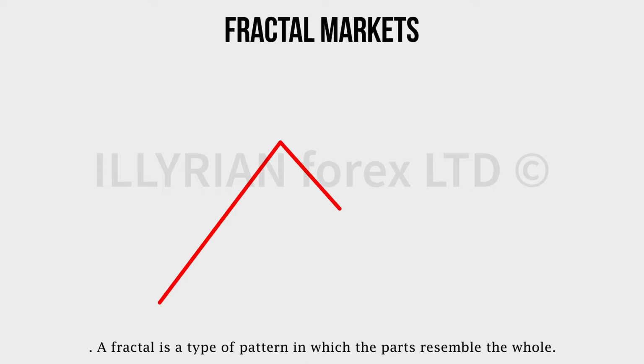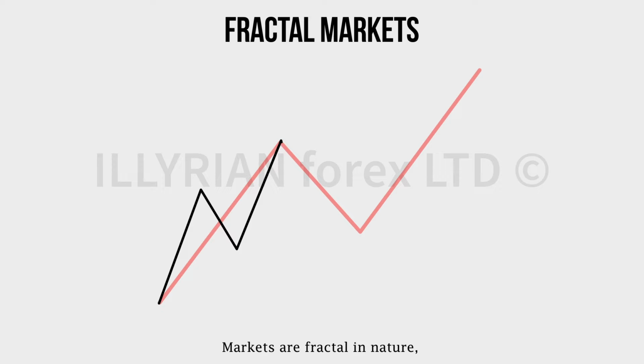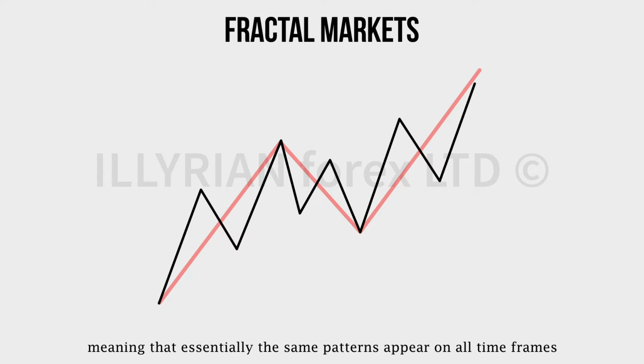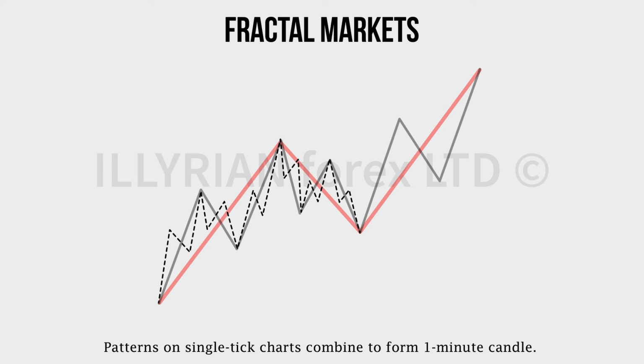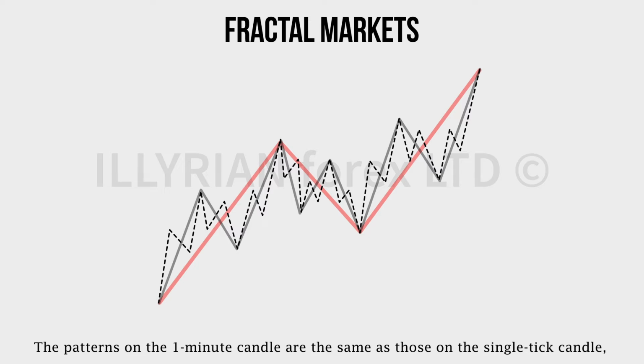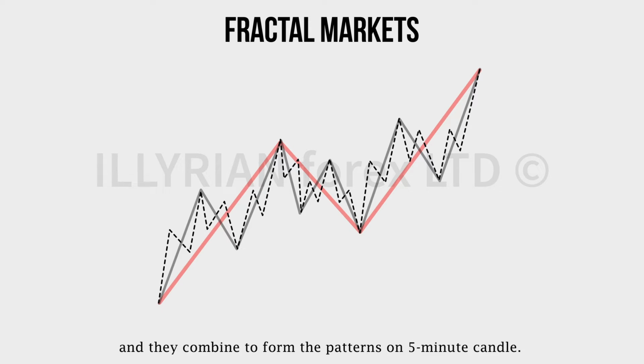A fractal is a type of pattern in which the parts resemble the whole. Markets are fractal in nature, meaning that essentially the same patterns appear on all time frames. Patterns on single-tick charts combine to form a 1-minute candle. The patterns on the 1-minute candle are the same as those on the single-tick candle, and they combine to form the patterns on the 5-minute candle. This pattern building continues all the way to daily, weekly, monthly, and yearly patterns, which all contain essentially the same patterns.